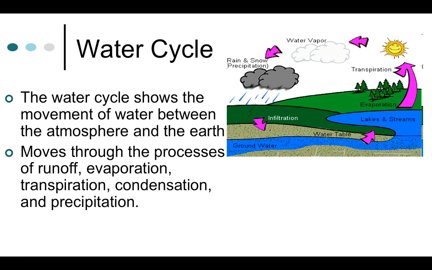So the water cycle. The water cycle shows the movement of water between the atmosphere and the earth, and water moves through the processes of runoff, evaporation, transpiration, condensation, and precipitation. Over here on the right, we have water vapor in its gaseous state as clouds. Then it comes down to the earth as precipitation, rain, and snow. Enters groundwater through infiltration. Runoff is water that doesn't infiltrate, and runoff makes its way to lakes and streams as well.